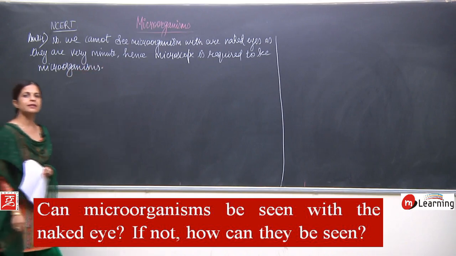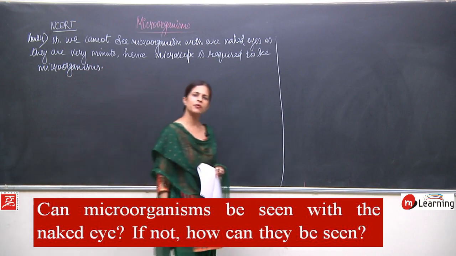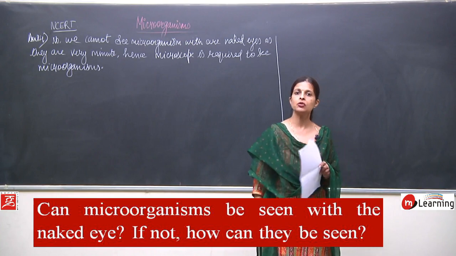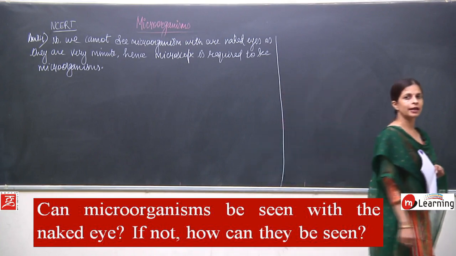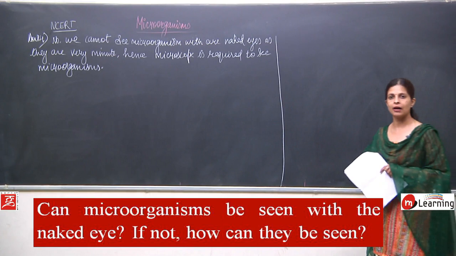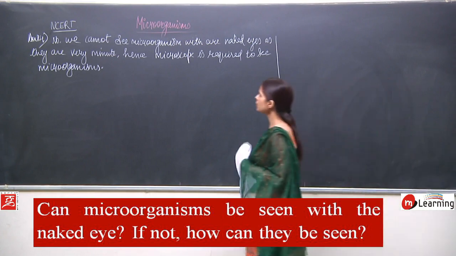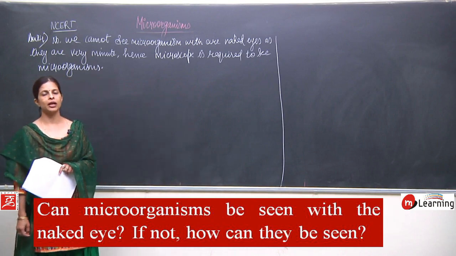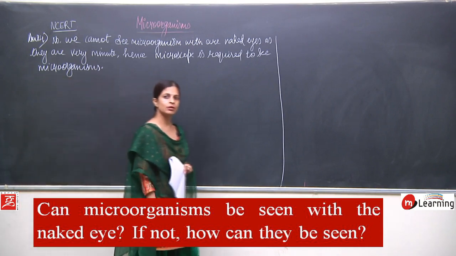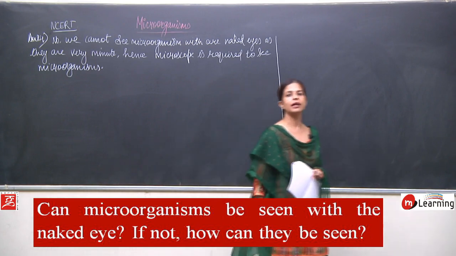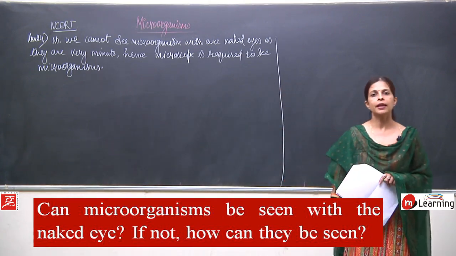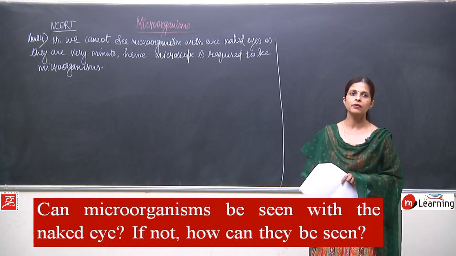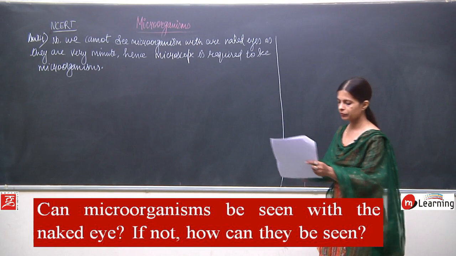Before also we have discussed that microorganisms are very, very small. We cannot see them with our naked eyes, and we need to use a magnifying glass, and most of the time we need to have a microscope. So what is the question? Can we see microorganisms? No. And why can we not see microorganisms? Because these are very small, very minute. And the third question is, what is required to see microorganisms? So definitely we need to use a microscope.